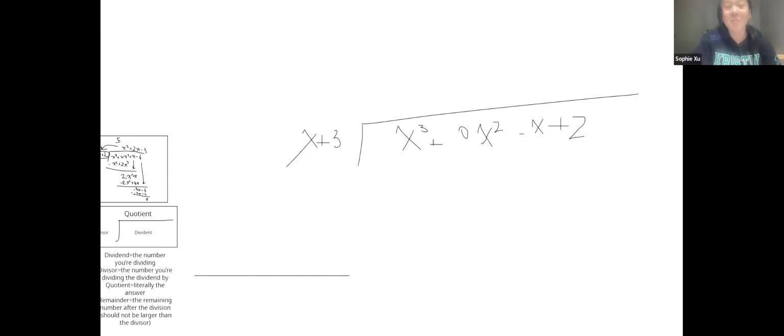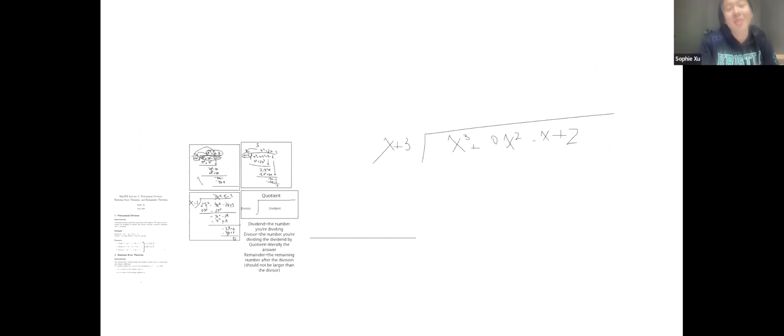Yeah. And then the rest is just normal long division. I'm not bothered to do it again, so you guys can just do it in your own time. The proof is left as an exercise for the reader.